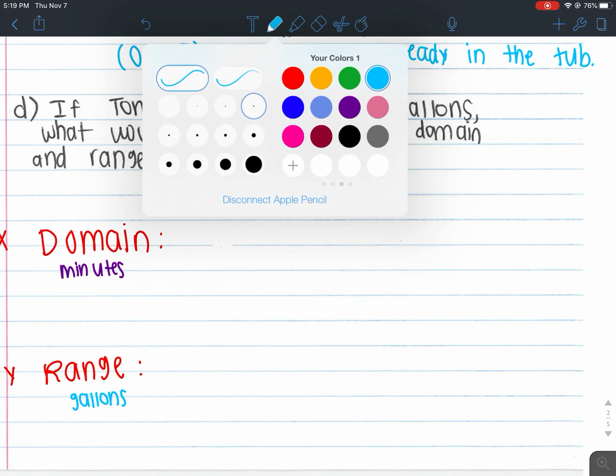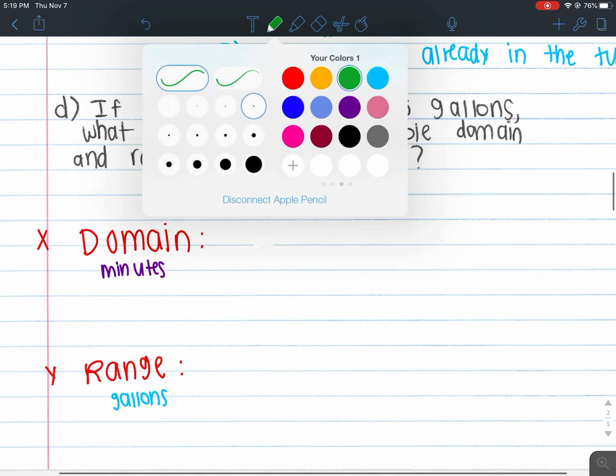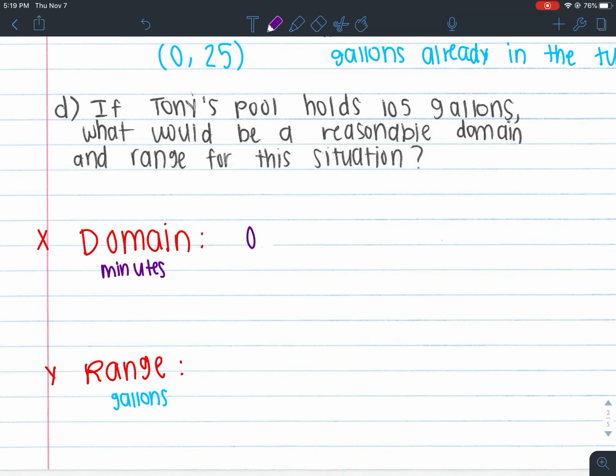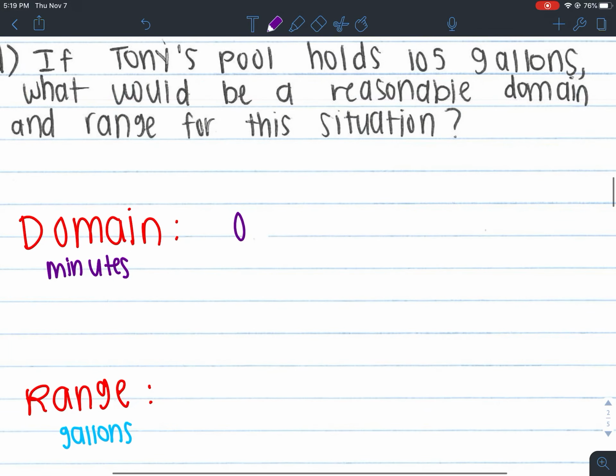Okay, so let's start with our domain. Domain is our minutes. What's the least amount of minutes I could fill my hot tub? 0. Now, the second question is, do I write this as inequalities or do I use a list of numbers? Well, I can have half of a minute and I can have half of a gallon. Because I can have parts of these things, this is going to be continuous, not discrete. If I have discrete, I'm going to be able to list my numbers. But if I have continuous, I need to use inequalities. So that means that I could fill it for 0 minutes, right? I don't have to fill it. And then I have x.